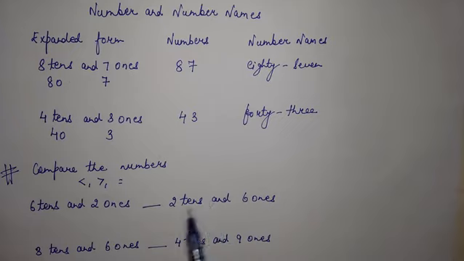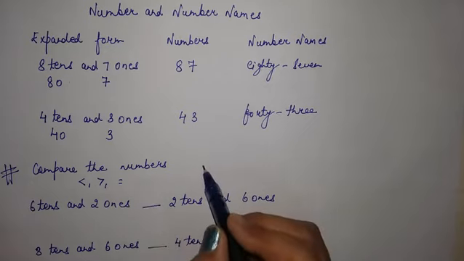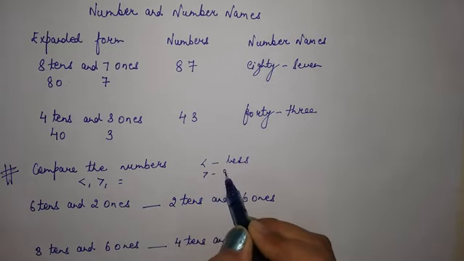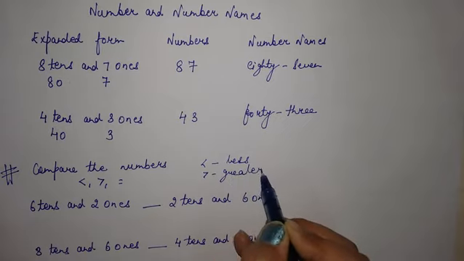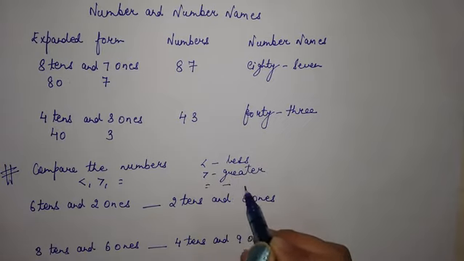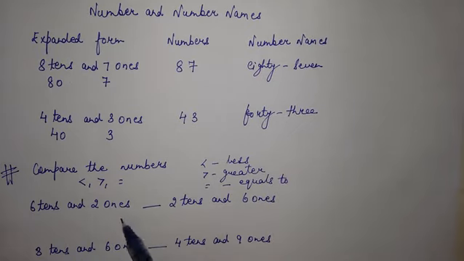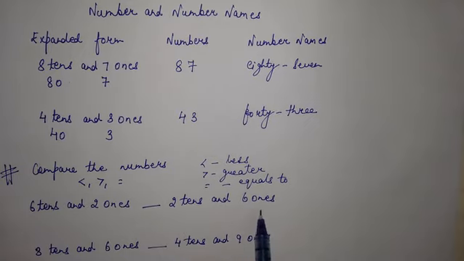Next we have comparing the numbers. In this you have to compare the two given numbers and you have to write whether it is less than, greater than or equals to. This is less than sign, this is greater than sign, and this is equals to. Okay, so 6 tens and 2 ones blank, 2 tens and 6 ones.